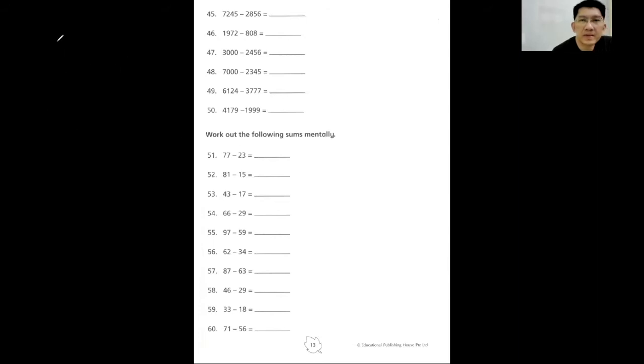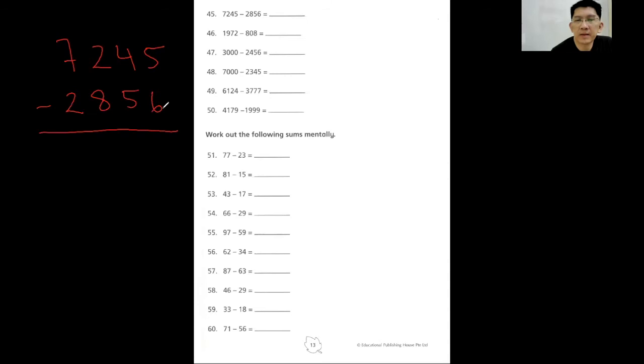Number 45 is 7,245 minus 2,856. Okay. Now 5 minus 6. We can't do that because 5 is smaller than 6. So let's borrow 1 from here, leaving you only 3. Now I get 10. 5 gets 10. 5 plus 10 is 15.